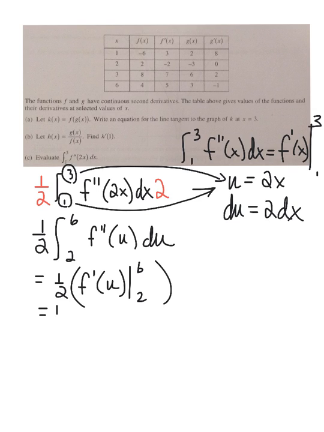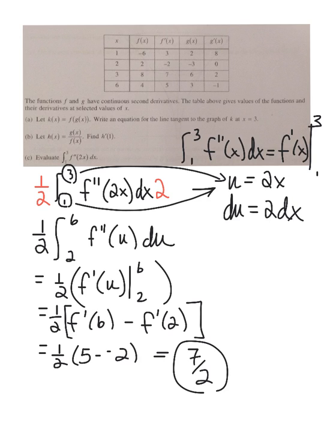Okay, so that's 1/2 of f prime of 6 minus f prime of 2. And look, that's really not that bad. Look that up in the chart, see what you get. Pause me and figure it out. All right, and there is the answer. So the answer is 7/2.